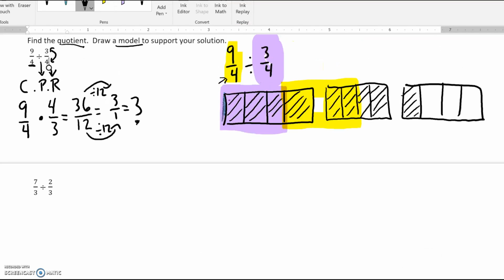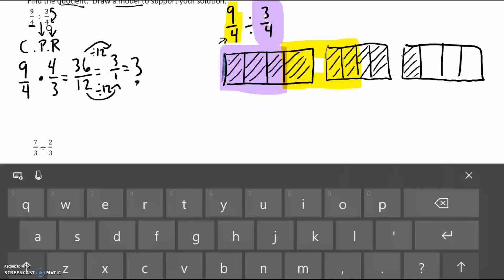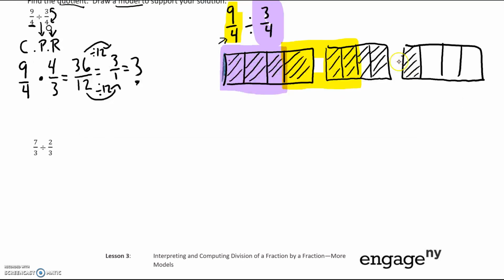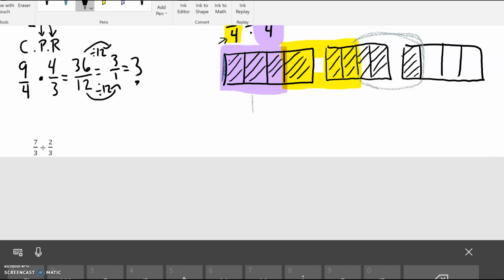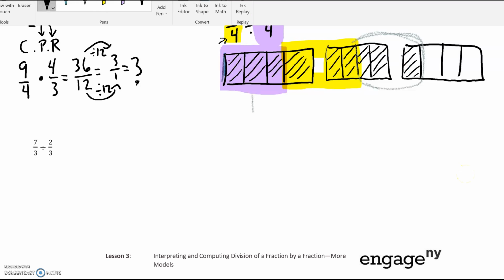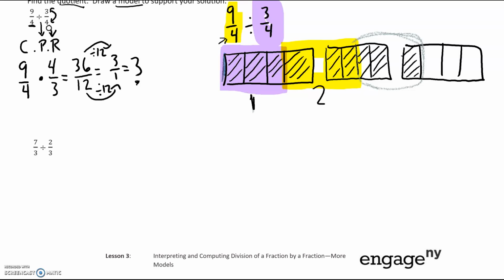And my last one is right here. I have 1, 2, 3. So here I have one group. So let's change back to the black. So I have one group, 2 groups, the yellow, 3 groups. So how many groups of 3/4 do I have? I have 3, which matches my problem from over here.